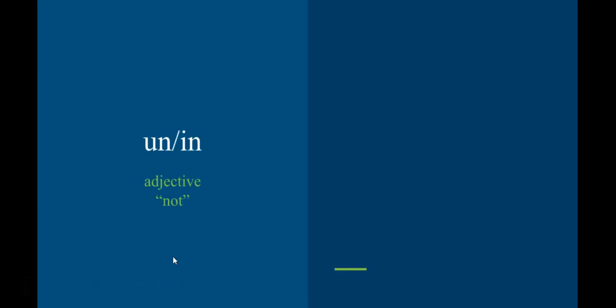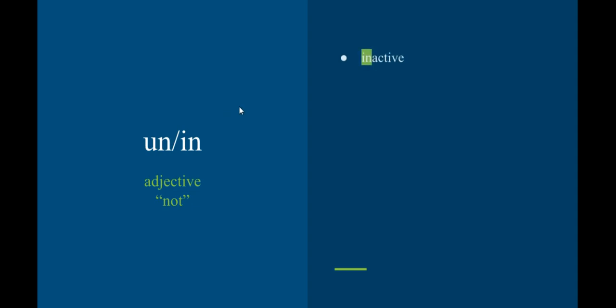It can have 2 versions. There are lots of things that mean not. There are lots of prefixes that mean not or opposite or something like that. The 2 that we're going to be looking at for this one are un and in, okay? And it just means not.